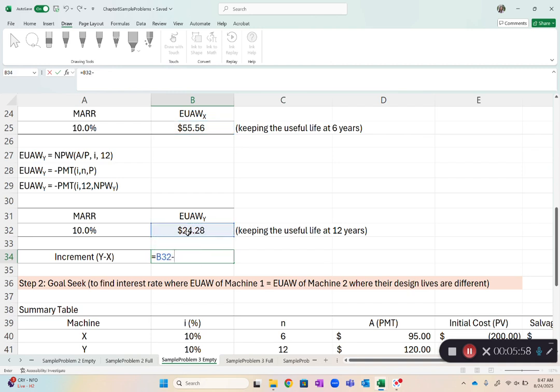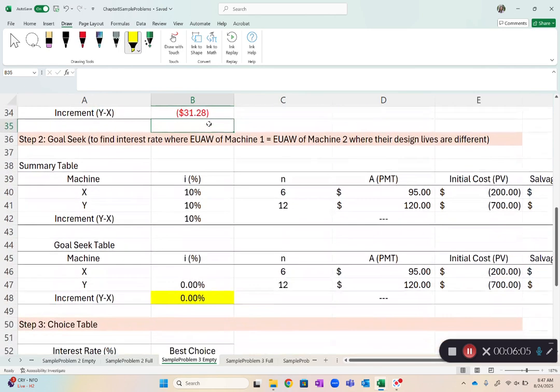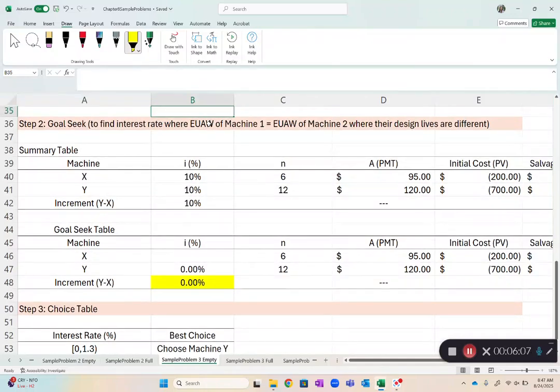So y minus x would be negative $31. Okay, so next we're going to move on to learn how to use GoalSeek to help us find the interest rate where these two are going to be equal. Another way of saying that is we're going to use GoalSeek to help us find the interest rate where my equivalent uniform annual worth is equal for the two machines, even though their design lives are different.